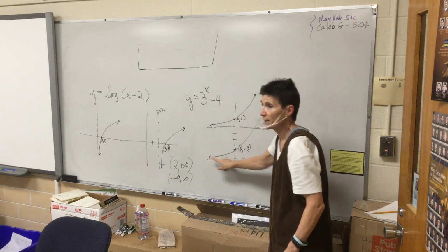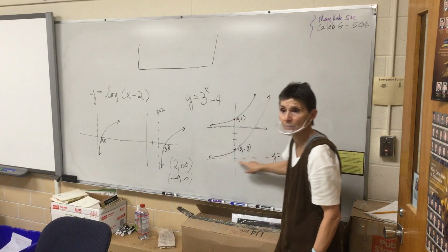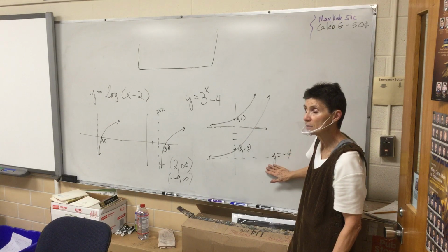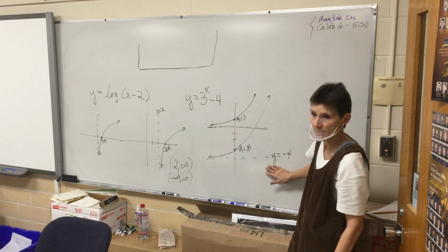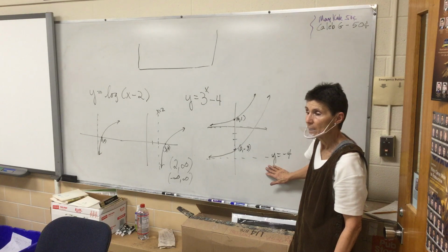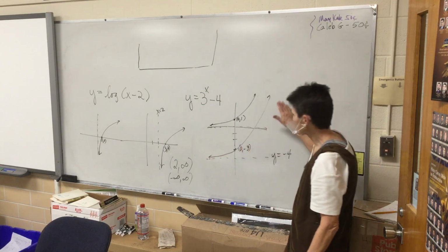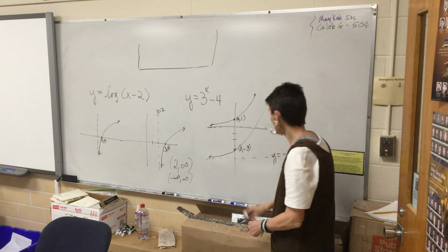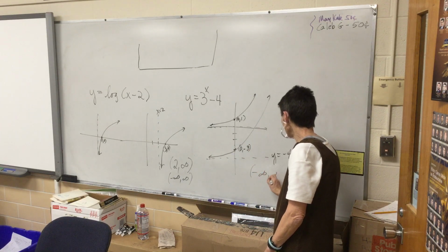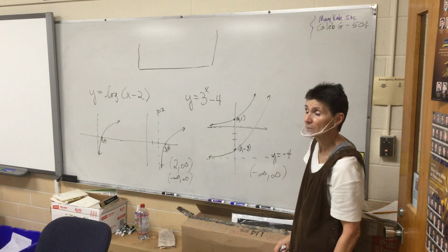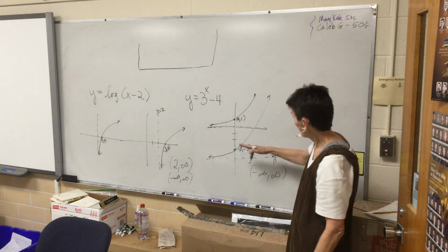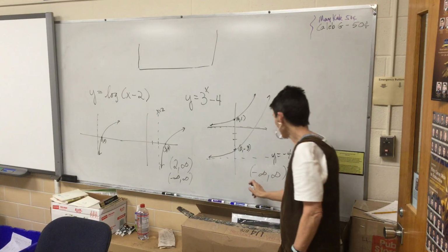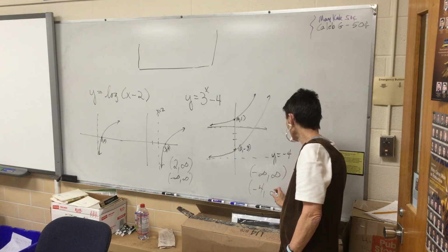So this is the one now I'm answering the questions about. The asymptote is at negative 4. Y equals negative 4. What's my domain? What are my x's here? All reals. So your domain is negative infinity to infinity, all reals. What's my range? What are my y's? Greater than negative 4, so negative 4 to infinity.